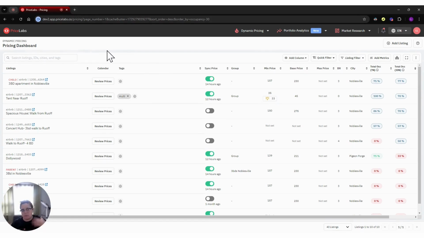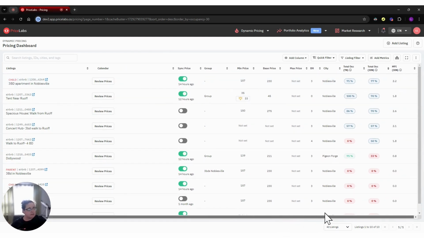The pricing dashboard is kind of the homepage for most of you. There's a lot of really good information here that I think is typically a little bit underutilized. While you do have your listings located here, you also have a bunch of really good data over here on the side. You can adjust this to show any data that you're interested in that we have.